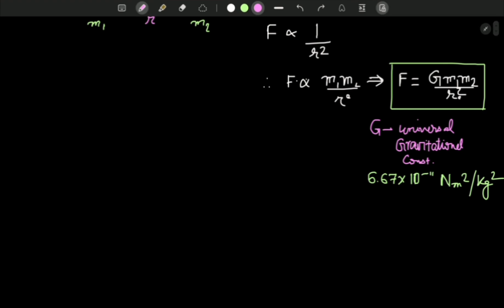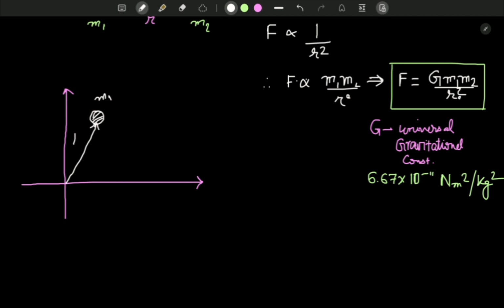Now suppose the masses are in a coordinate system. Let the coordinate system be in this fashion. Let mass m1 is here, this is r1 vector, and m2 is at this position, this is r2 vector. And the distance between m1 and m2 is denoted by the vector r vector. Let the force be denoted in this direction. This is the force. Now force will be the force on m2 by m1.